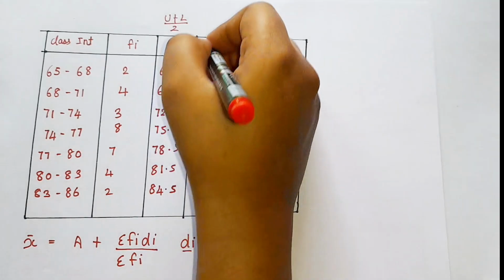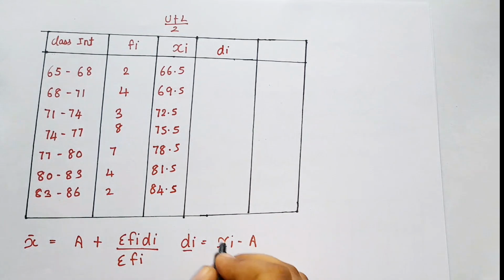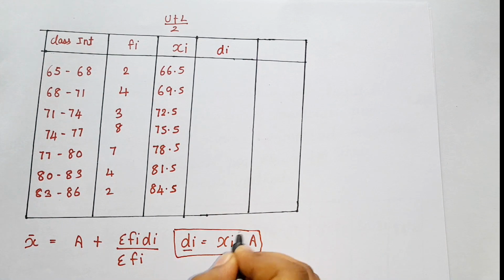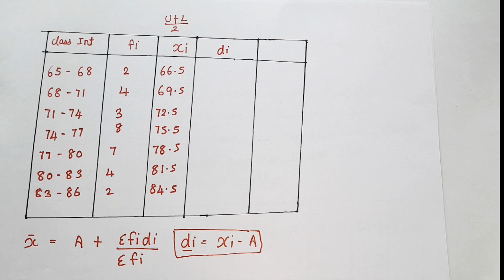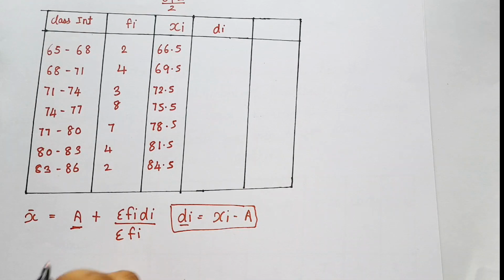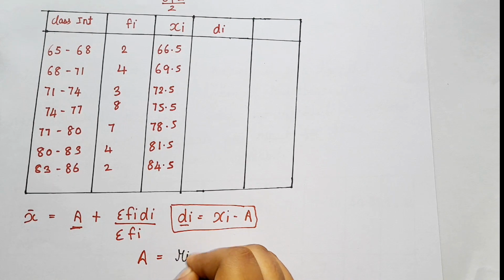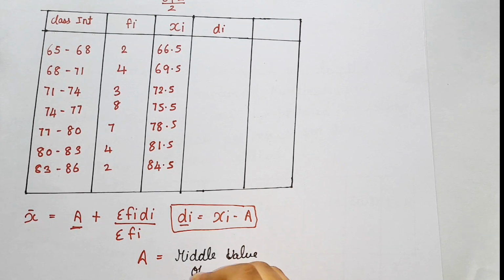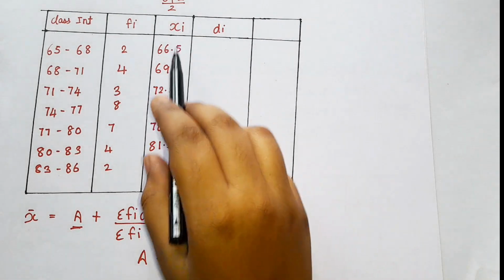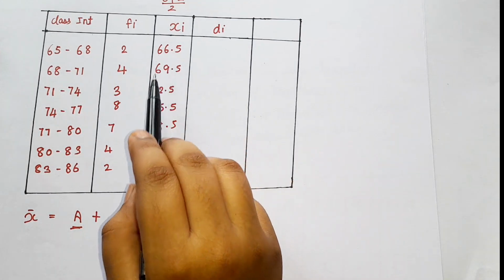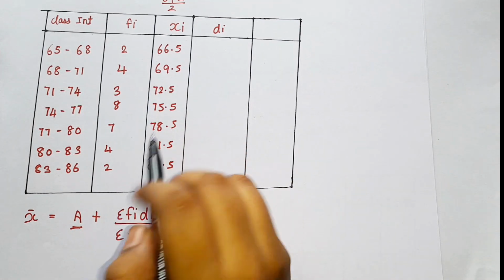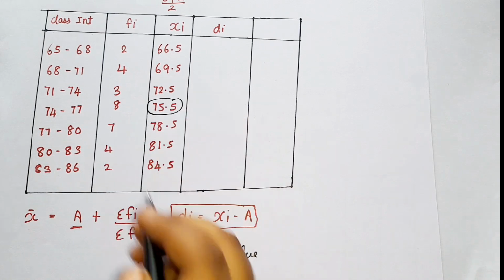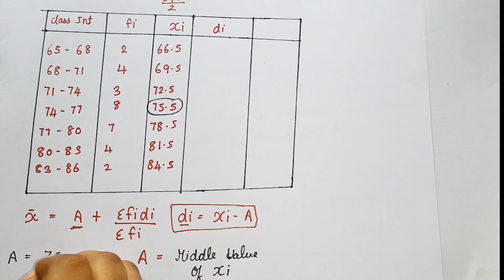Okay, so now we are supposed to find the di value. How to find the di value? This is the formula, xi minus a. But the question is, we don't know the a value, isn't it? What is the meaning of a? A is the assumed mean. So how to find the a? The middle value of xi is the a value. So in this xi, what is the middle value? So we have 1, 2, 3 and here we have 1, 2, 3. Then this is going to be the middle value, isn't it? So the a value is 75.5.